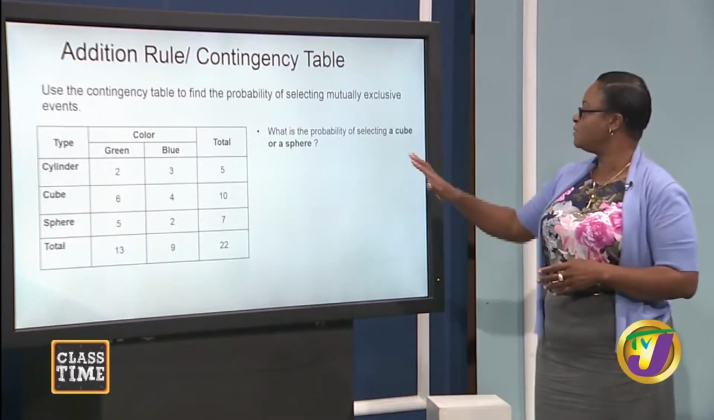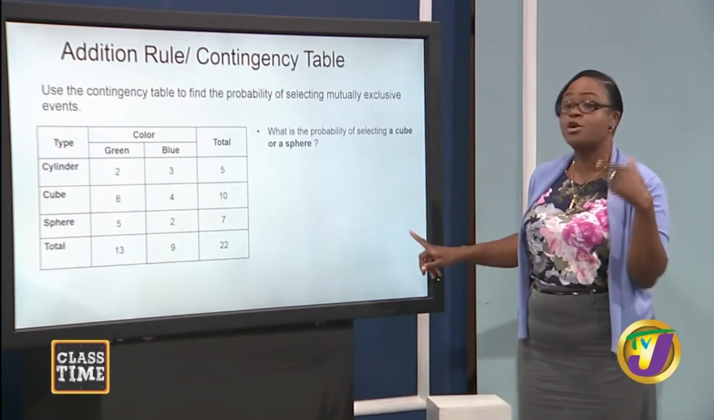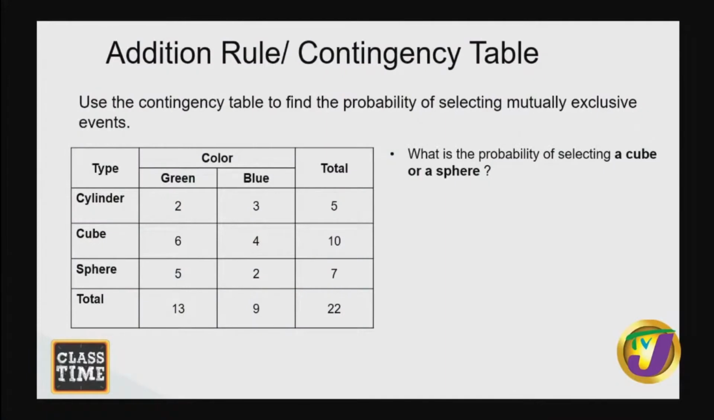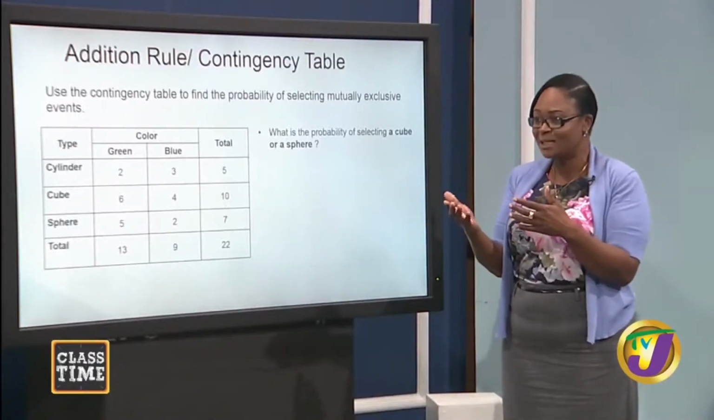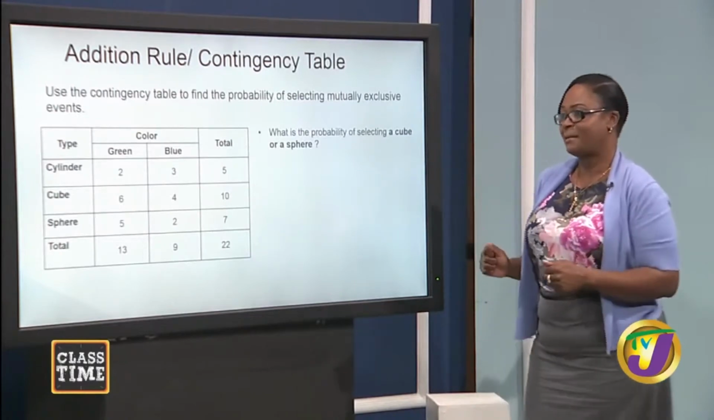So the probability of selecting a cube or a sphere now, what do you think we would need to do? Shadeen said something earlier. I heard her say something about some combination of sorts. So based on what the question is asking, it didn't just ask us to identify the probability of one or the other, but it's a combination, basically.